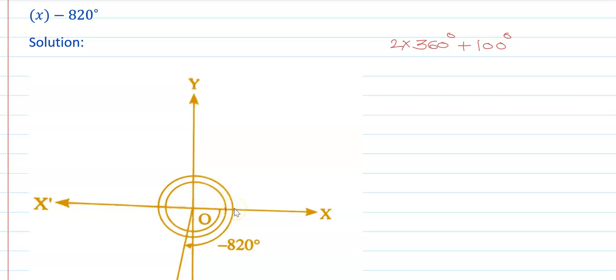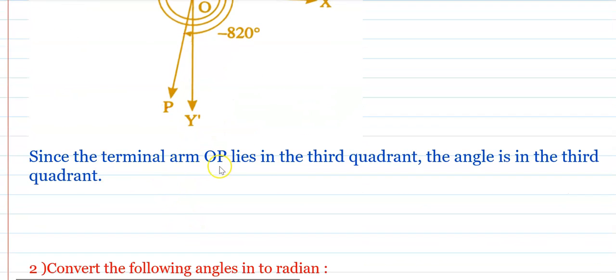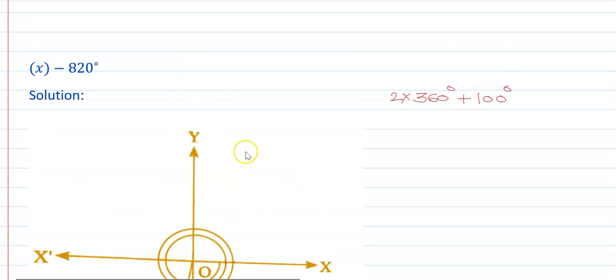Again, minus 100. The terminal ray will lie in the third quadrant. Since the terminal arm OP lies in the third quadrant, the angle is in the third quadrant. And many times if such numbers come, we find out in multiples of 360, and sometimes we can also find out in multiples of 180. It can be easy for us.